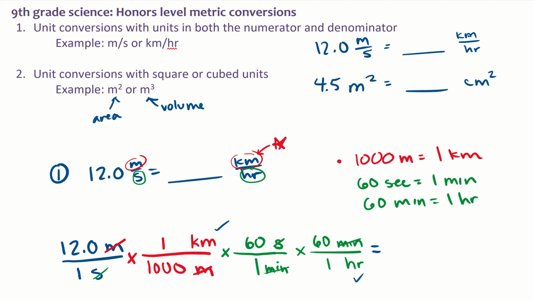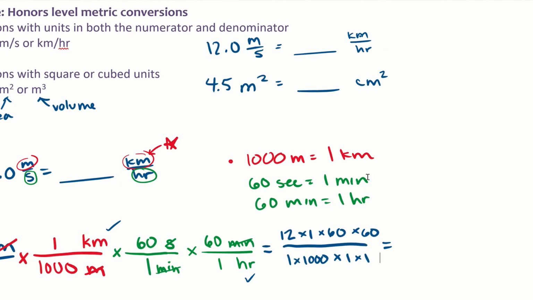Okay, once I write my equal sign, this is just multiplying fractions together. When I multiply fractions, I multiply everything in the numerator, and then I multiply everything in the denominator, and then I divide the two. So I'm going to multiply everything in the top: 12 times 1 times 60 times 60. Okay, multiply everything in the bottom: 1 times 1,000 times 1 times 1.